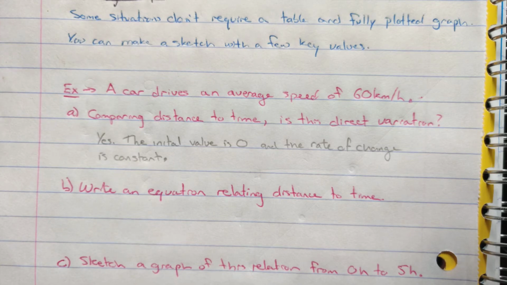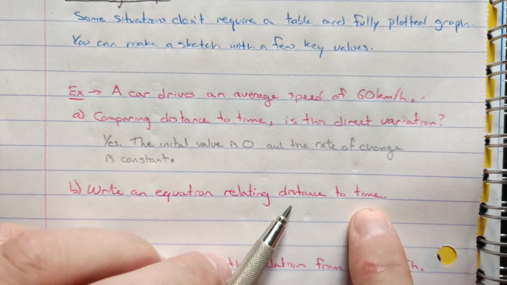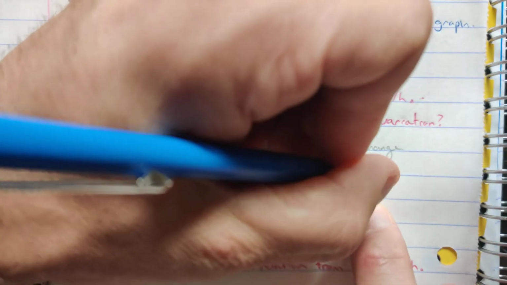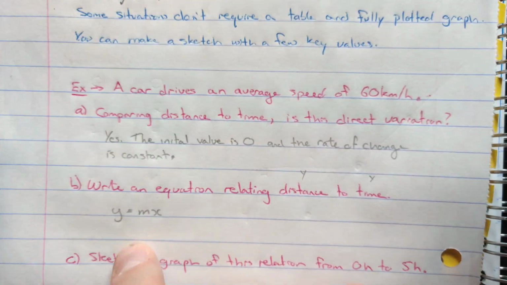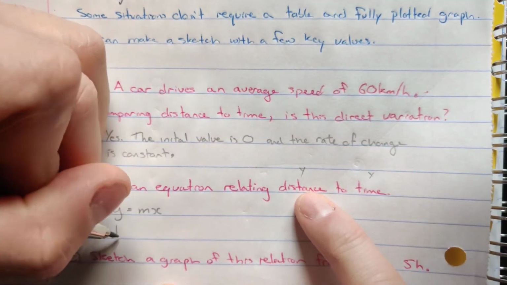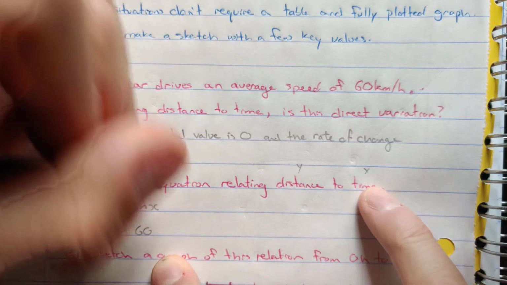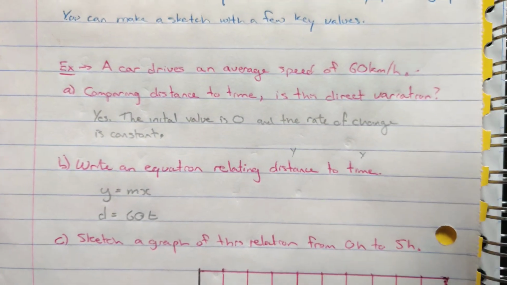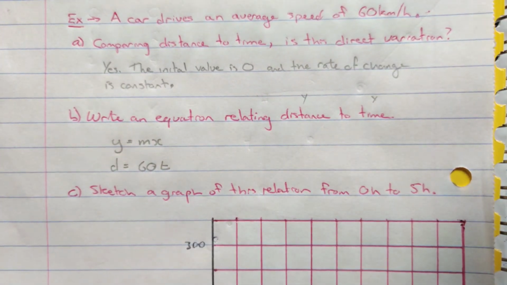So now we want to write an equation relating the distance to time. The distance would depend on how long we traveled, so time is going to be our x value, and distance will be the y value. So we have y equals mx as our direct variation formula. We could change the y to distance. The distance equals the rate of change, 60, times the time, and we can use t as our x value. We can use y and x, but in this case it makes sense to switch to d and t for distance and time.